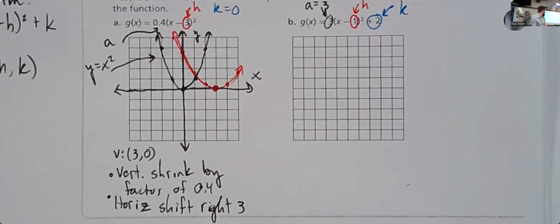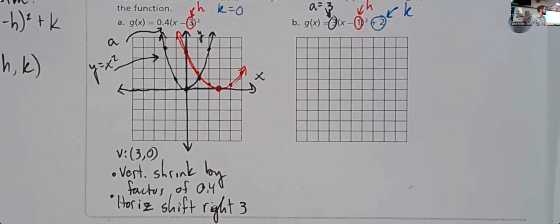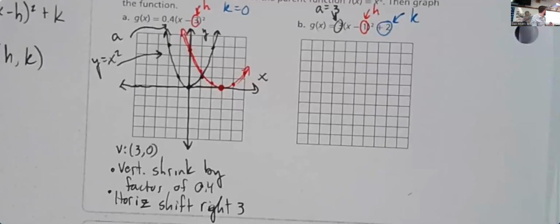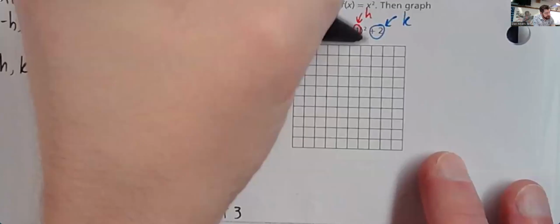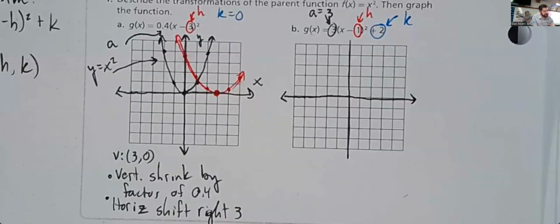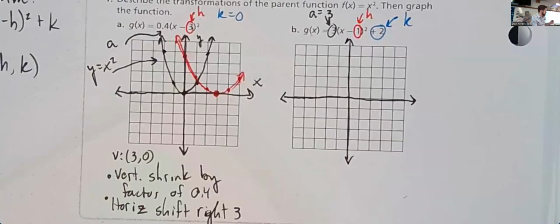Take a look at B, and I'm going to say 2 minutes to try to work out B. So try part B on this one, and see what you can come up with on part B. And then we'll move on to example 2 after that. You do not have to graph the parent function if you don't want to. You only need to graph g of x.